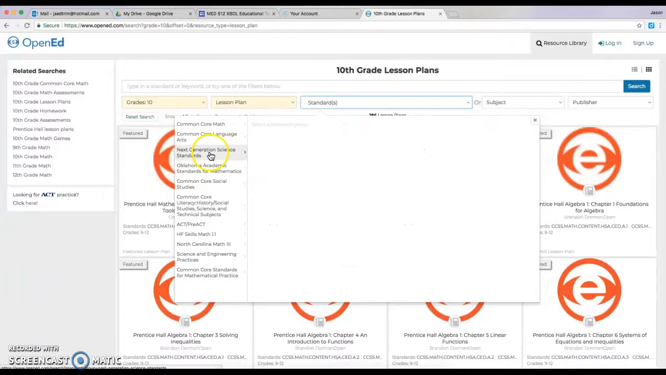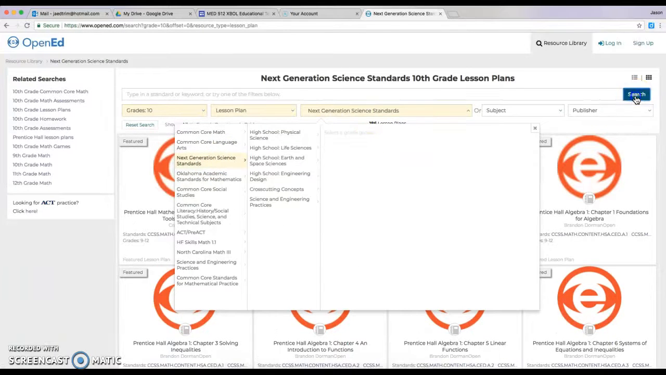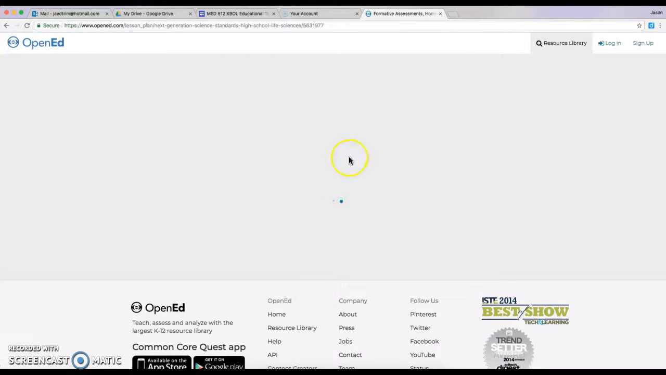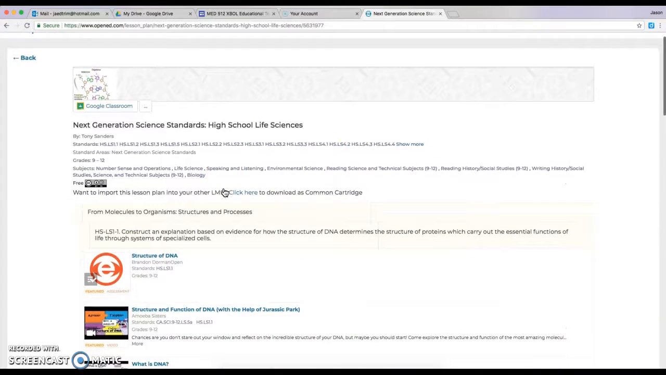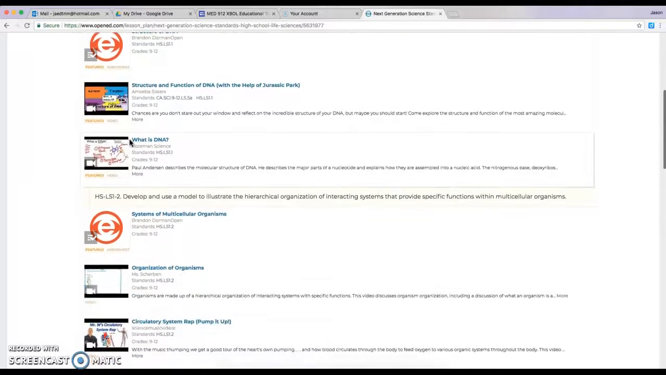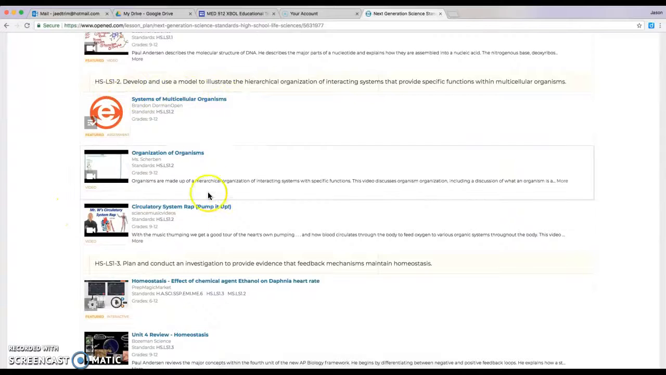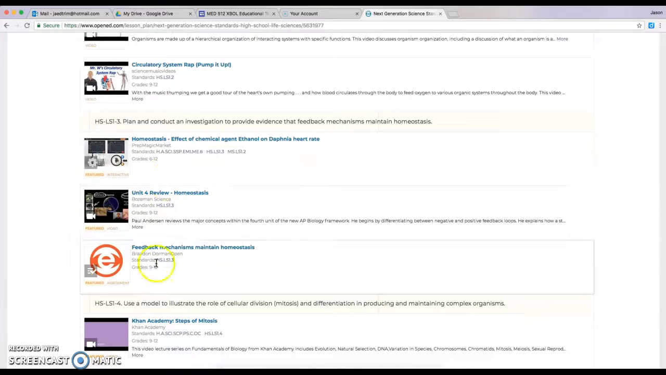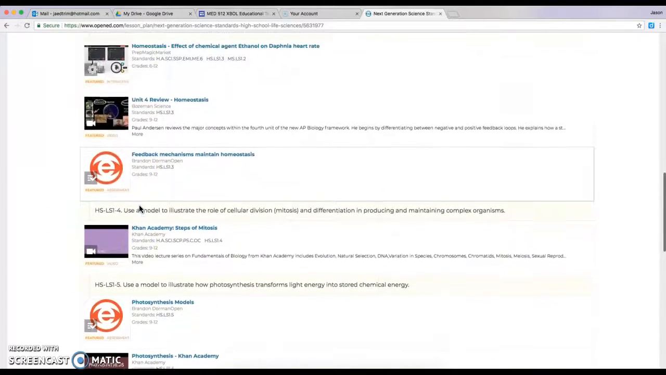Here, I'm just going to choose the Next Gen Science Standards and find some lesson plans for that. Or space science, lesson plans for Next Gen Science, physical sciences, engineering, and life sciences. We're going to go over to the life sciences and see here we have a lesson plan for structures and processes for molecules to organisms. We have multicellular organisms lesson plans, assessments and videos, homeostasis lessons and videos, and others.